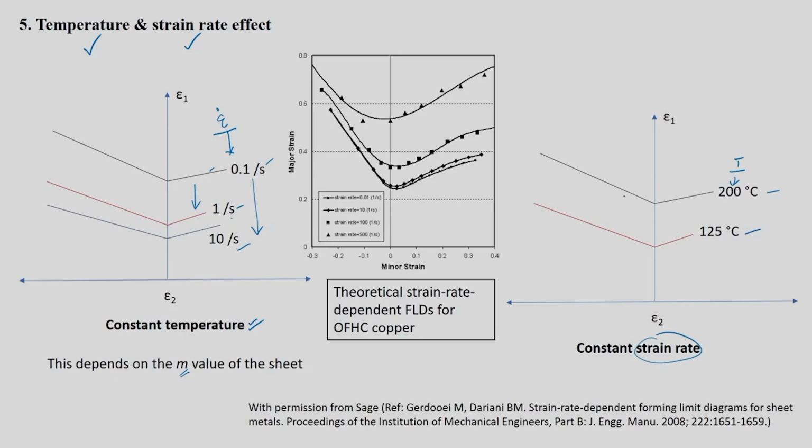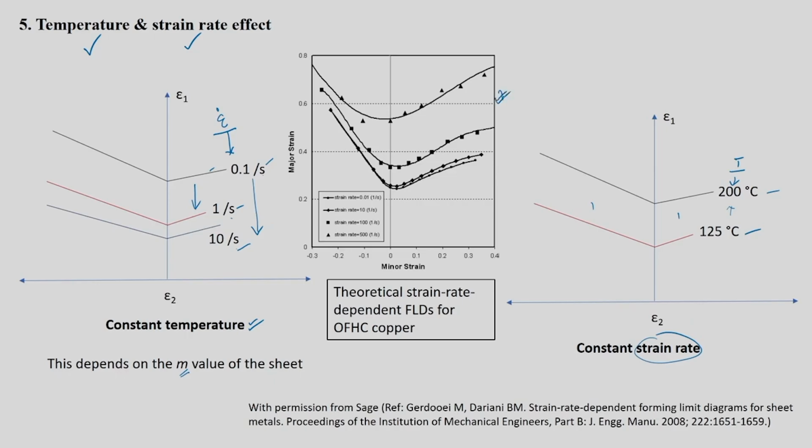It may not be exactly parallel in both the regions. One has to evaluate it and check it. You will see that generally increasing the temperature improves the forming limit in this fashion, at a constant strain rate. But there are some examples which I have shown here.